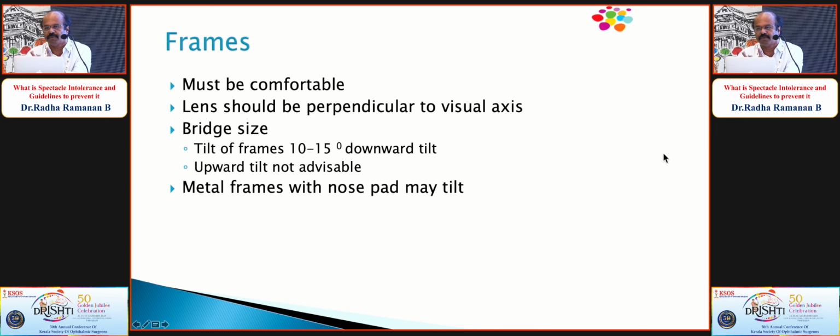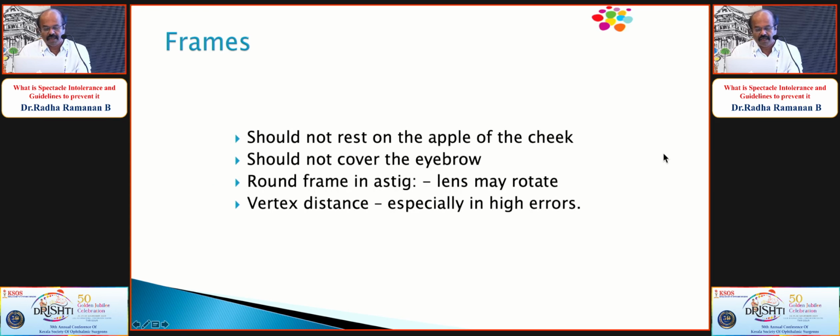You check the glass power, it is accurate, but again the patient will come back and tell you that it is not tolerable. And frames should not rest on the apple of the cheek, for some fluffy, fatty people, they will have a lot of problems. It should not cover the eyebrows. If it is going too close to the eye also, round frames are not that common now, but the lens can rotate in that. Vertex distance is extremely important, especially in high errors.